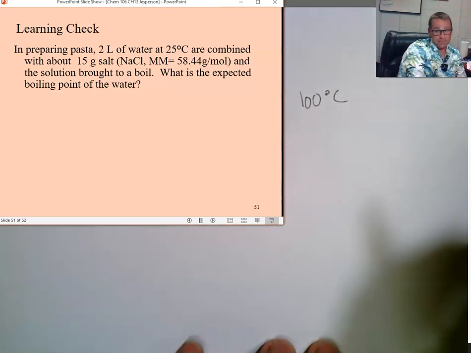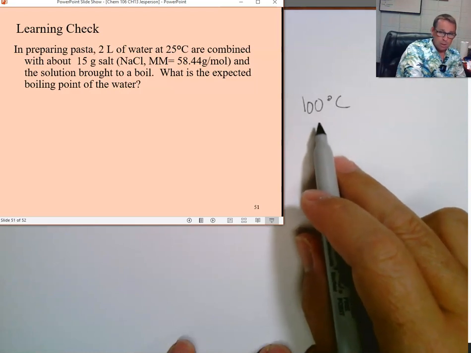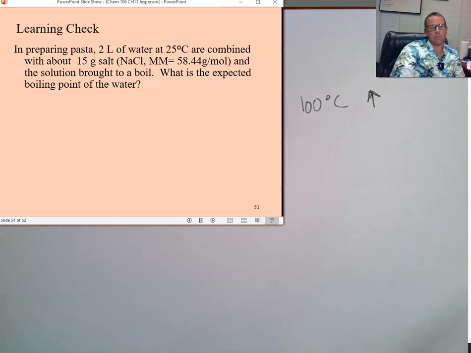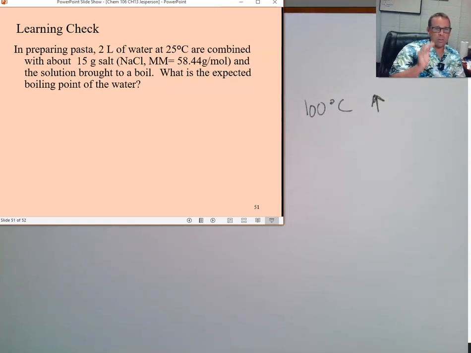But so yes, the boiling point of the water is going to increase. It's going to increase according to what parameter for the salt? Aisha, what way of expressing the concentration of the salt do we need to know to see how the boiling point of water is changed?